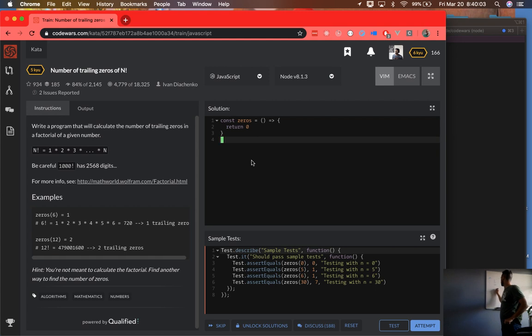So 1 factorial equals 1, 2 factorial equals 2 times 1 factorial, which equals 2. 3 factorial equals 3 times 2 factorial, which equals 6. 4 equals 4 times 3, which equals 24. 5 equals 5 times 4, which equals 120. 6 equals 720.